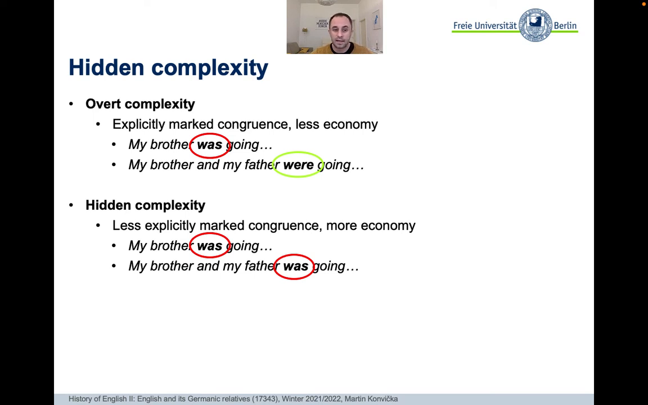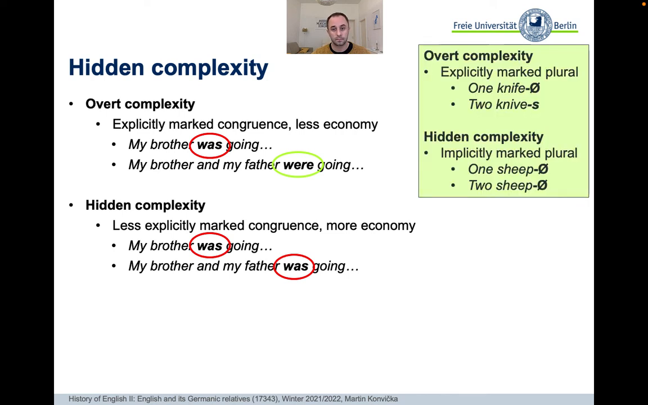Meaning there is less things marked explicitly. It's more economic because you don't have to have so many markers, but anyway, you know that the one sentence is singular and the other one is in the plural, right? But the difference on the verb is hidden, so to speak.